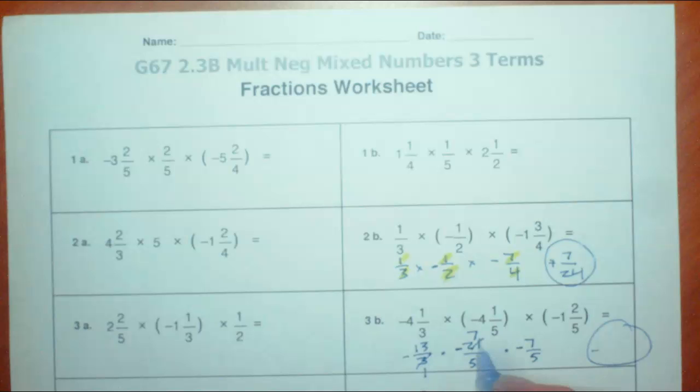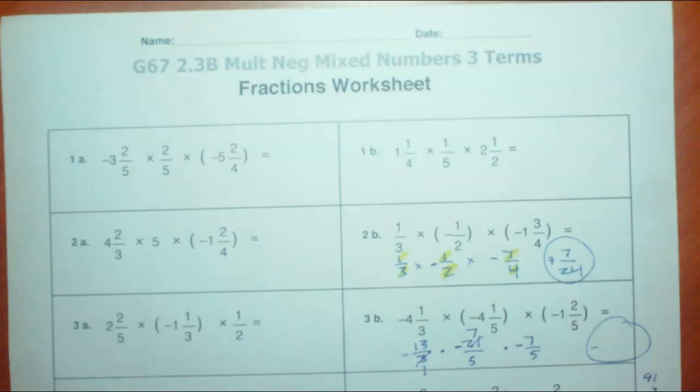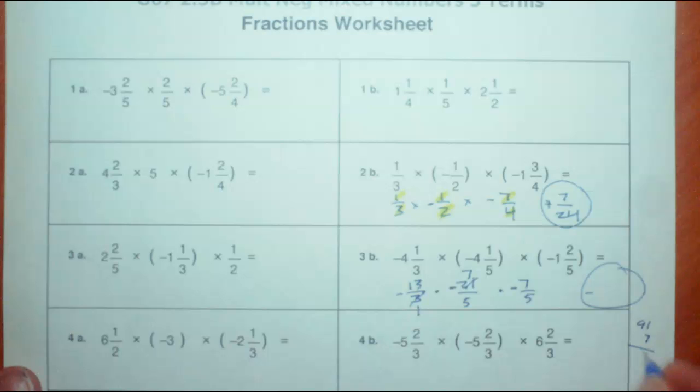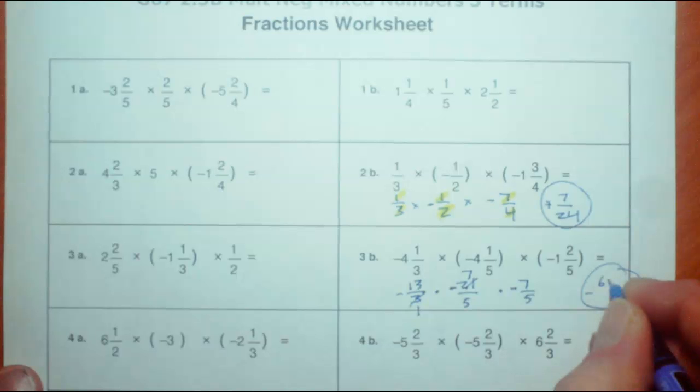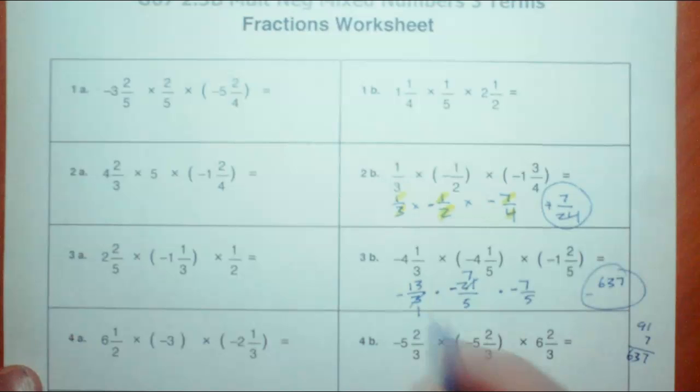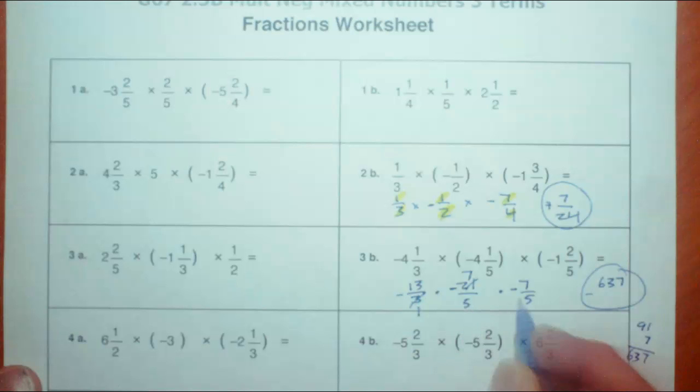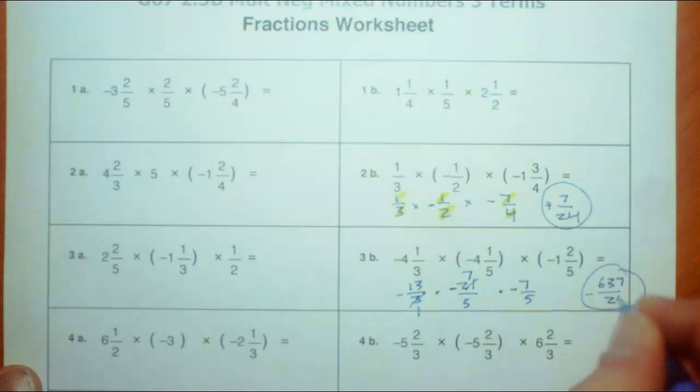13 times 7, I believe, is 91. So that's 91. And then I have to take 91 times 7. 7 times 1 is 7. 7 times 9 is 63. So this is 637. And this is going to be 1 times 5 is 5. 5 times 5 is 25. Okay, so let's go up and figure out what this is.